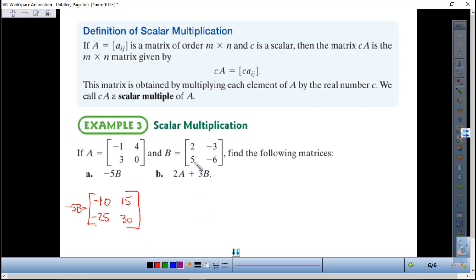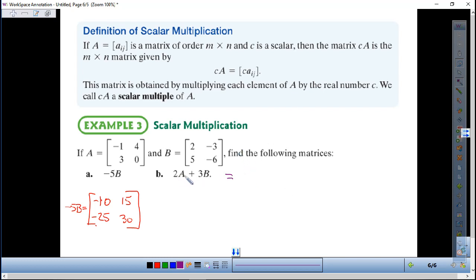Now this other one over here, we're going to have to do a little bit more work to. We're going to go ahead and do the 2A and the 3B, then we'll add them together. Guys, don't try to do too many operations in your head and just write down an answer. If you do, you're going to make a mistake. And if you do, on the homework, I'm not going to give you credit for it. You've got to show the steps on how you get your work.